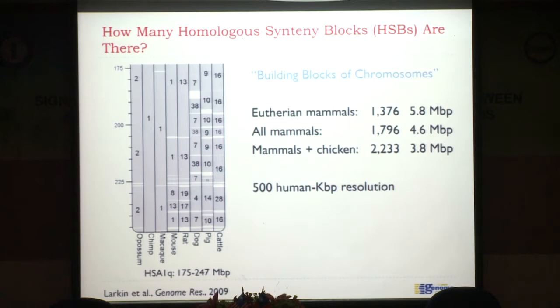First, let me explain what these pictures are, so you have to adapt your eyes to these. This is an outline that represents the Q arm, the long arm of human chromosome 1. It's about a 70 million base fragment. And laid over it are these conserved syntenies, synteny meaning genes on the same chromosome. These are the homologous synteny blocks from these different species overlaid onto the background of the human reference genome.